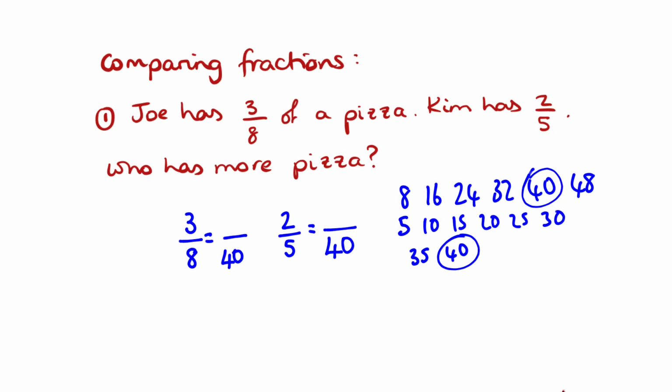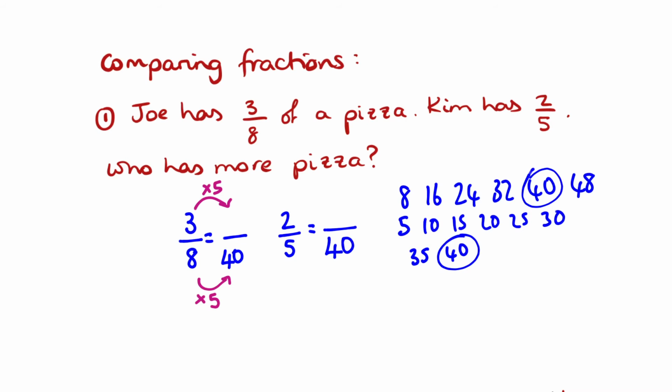So remember, when we're creating equivalent fractions, we have to multiply the top and the bottom by the same amount. So whatever you've multiplied 8 by to get 40, you have to multiply the 3 by the same amount. So 8 times what is 40? Well, we can look here. We've got our 8 times table. Look, 1, 2, 3, 4, 5. So we've multiplied by 5 on the bottom, and then we have to multiply by 5 on the top.